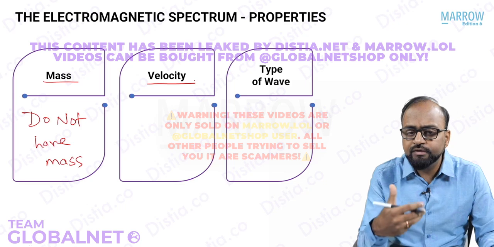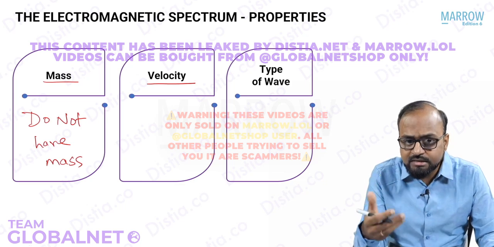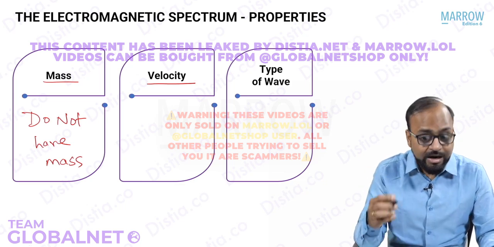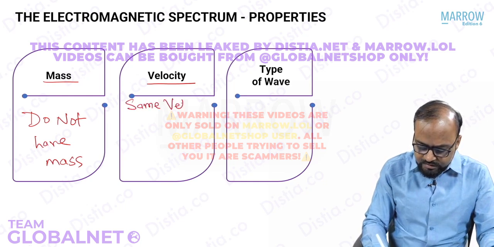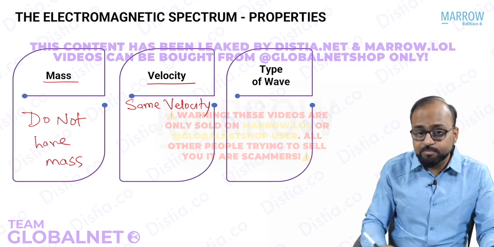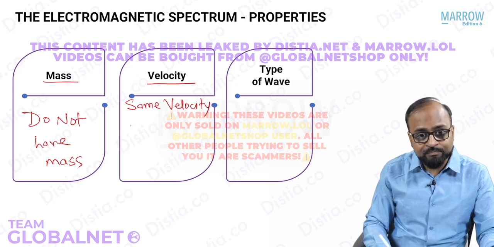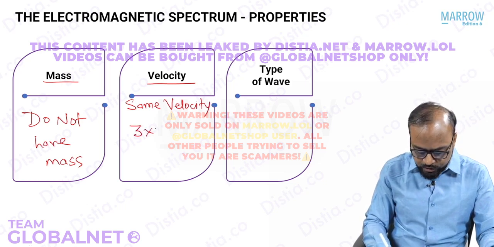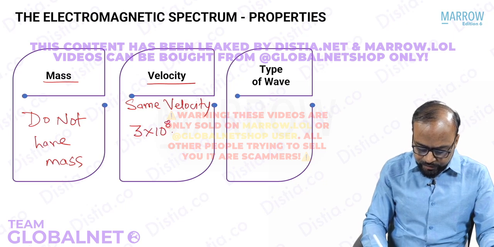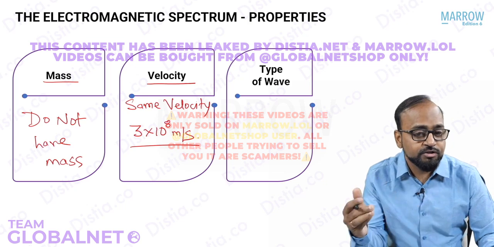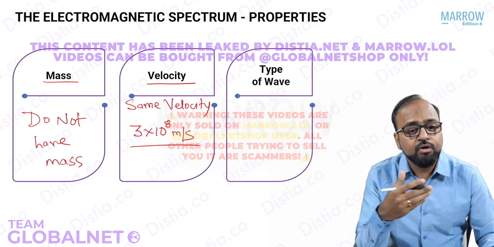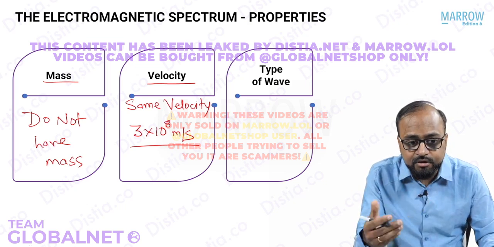What about velocity? All these radio waves, gamma rays, X-rays, visible light, they travel at the same speed or velocity, that is the speed of light. What is the speed of light? Do you remember? Yes, it is 3 into 10 raised to power 8 meters per second. So all the components of the electromagnetic spectrum that we just saw travel at the same speed or velocity.